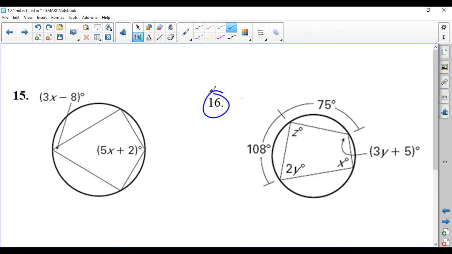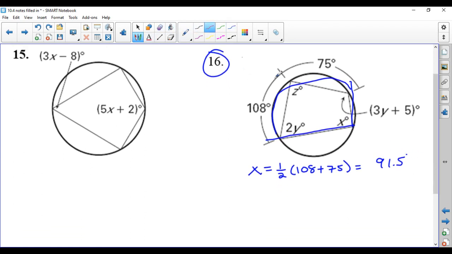One final example, we're going to do number 16 here, where we have this inscribed quadrilateral. The rule said that when you have an inscribed quadrilateral, the opposite angles must be supplementary. So here we can find x first. We can find x because x is an inscribed angle where we know that the intercepted arc is 108 plus 75. So x would be 91.5 degrees.